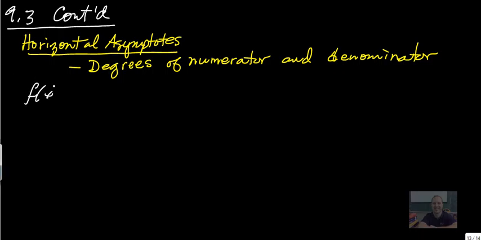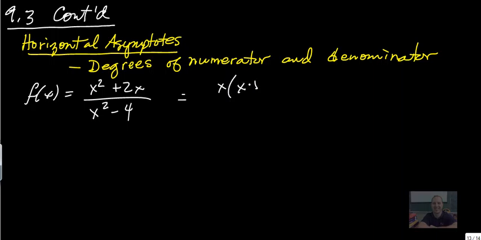Let's take a look at this function right here: x squared plus 2x all over x squared minus 4. If we look at this, there's a few things that we've already learned how to do. We know that we have to factor and then see if there's any common factors, right? So we could do that. Let's take an x out, and that's x plus 2. And on the bottom, we can factor this as x plus 2 times x minus 2, because that's a difference of squares.